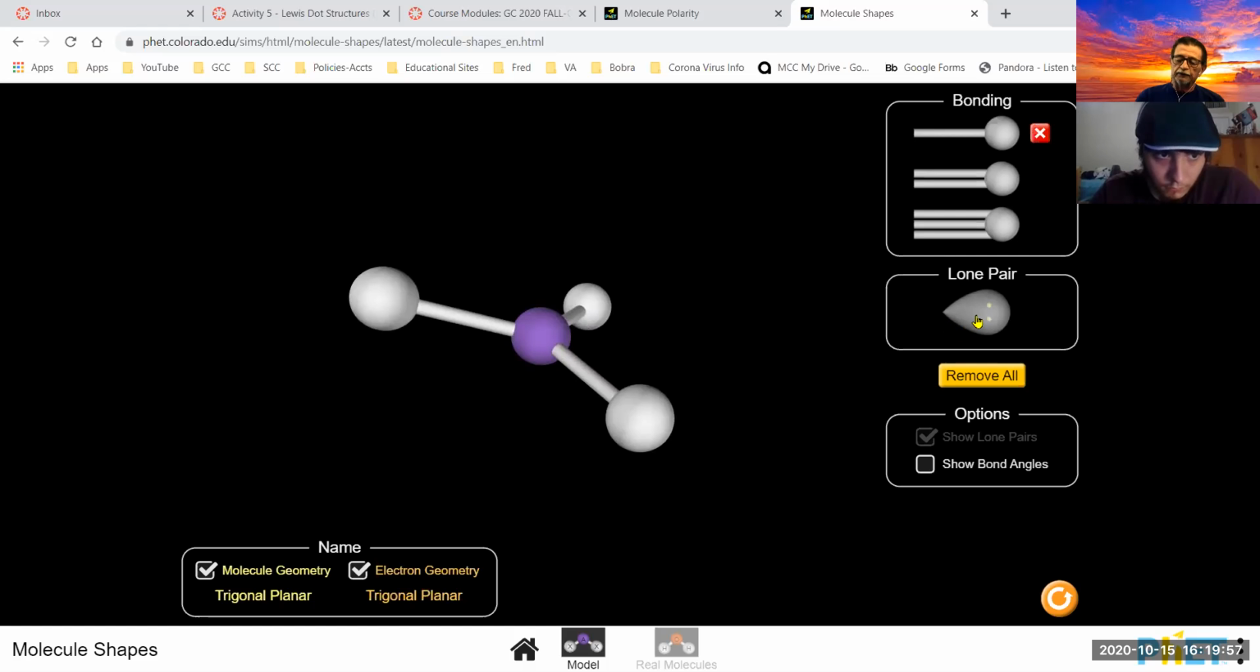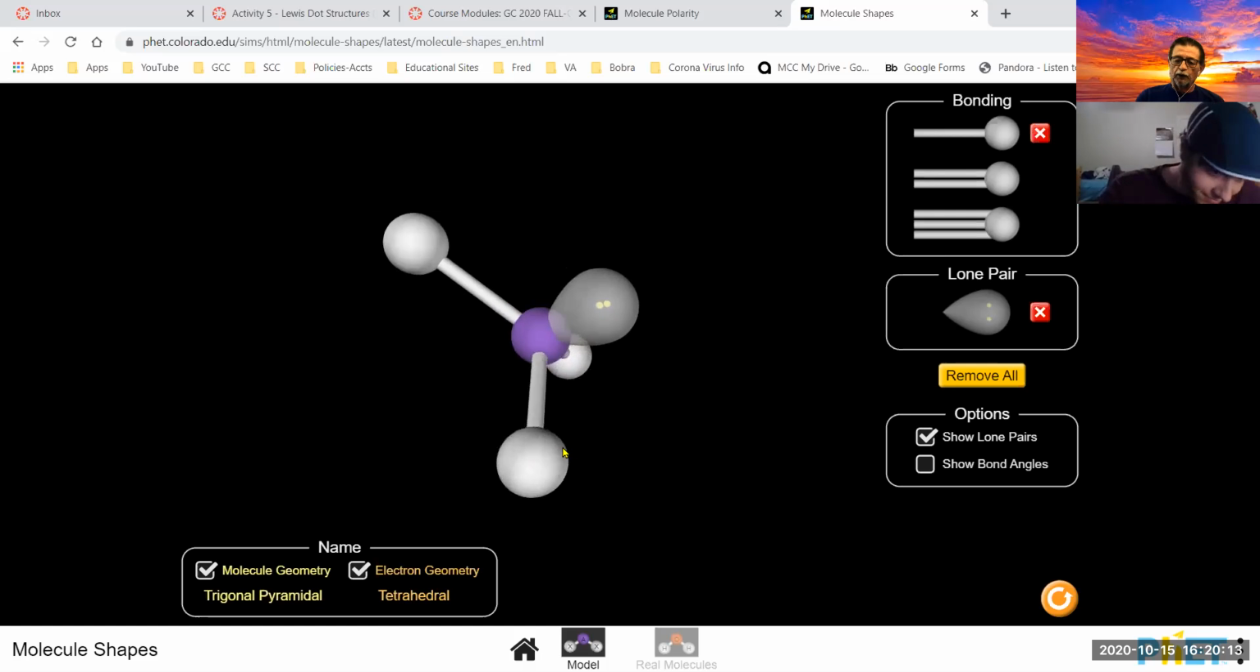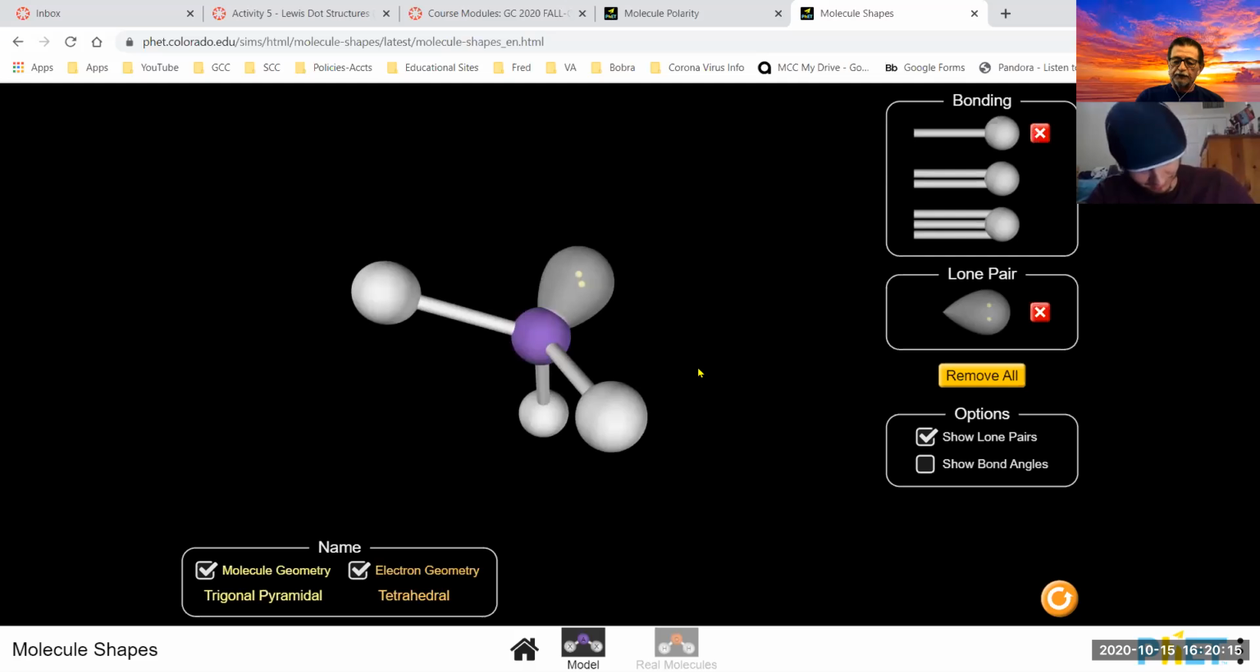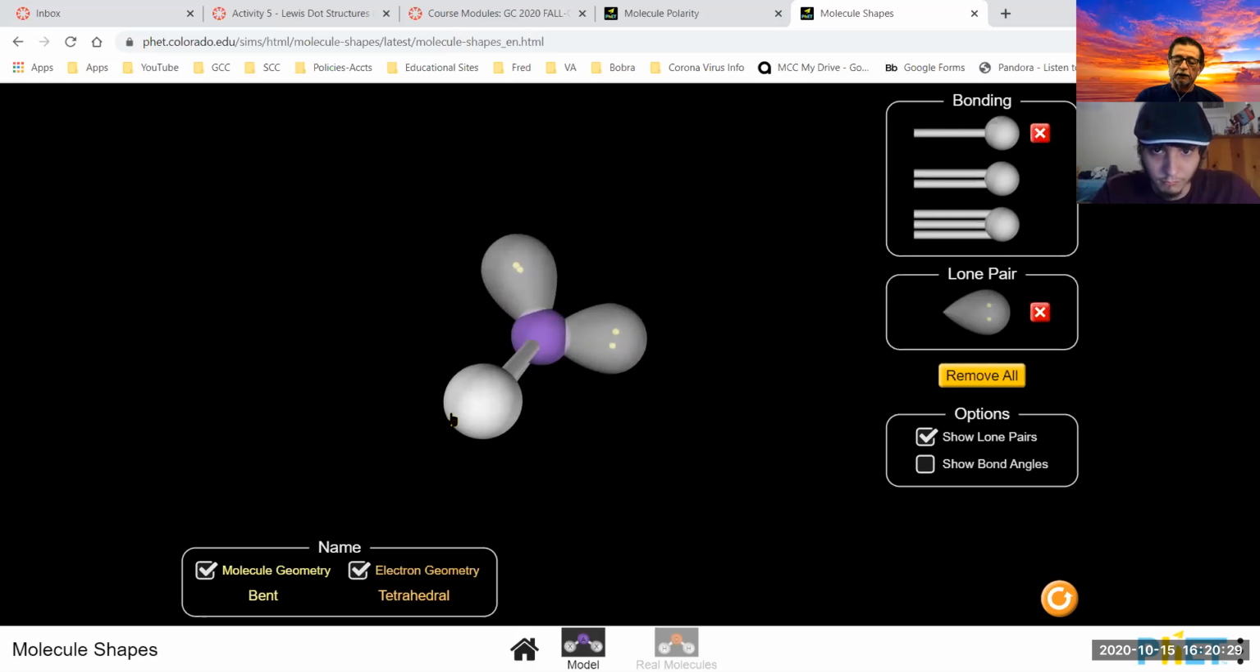Sticking a lone pair onto the central atom, look what happened to that angle. Those lone pairs, two electrons in that orbital, take up a lot of space, so they shove the bonds even further away from each other. And we end up with this configuration, the trigonal pyramidal. Let's take out one of the single bonds and add another lone pair.